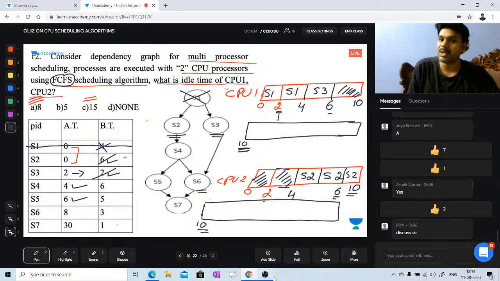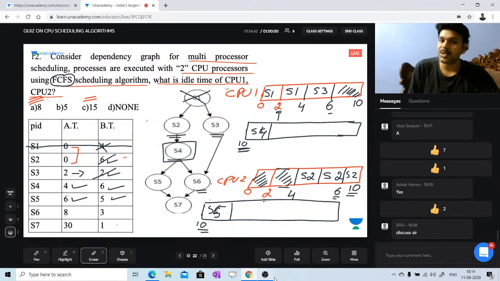Now we reach time 10. Now I can process S4 as well as S5 on any of your CPUs. So if I am processing S5 here and S6 here, so here S4 and S5, you execute S4 and S5 here. Now please see, I cannot execute S5 because S5 depends on S4 here. Therefore, you remove this S5, because S5 and S6 depend on S4 only.